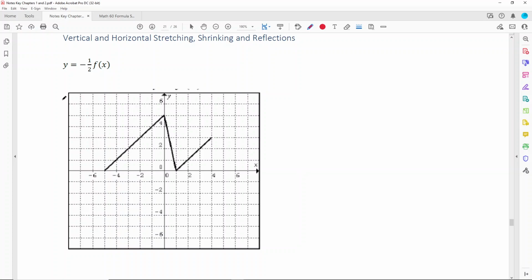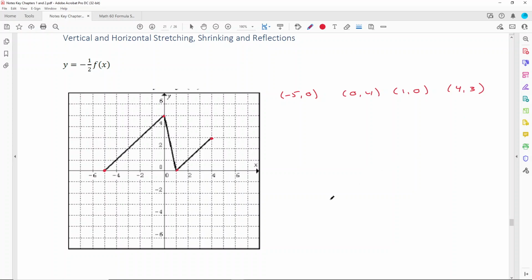So when you're doing transformations, no matter what the graph is, I like to find my key points. Let's do that first. So we've got this point here, here, here, and here. So this one has 4 key points. So we've got -5, 0. We've got 0, 4. We've got 1, 0. And we've got 4, 3.